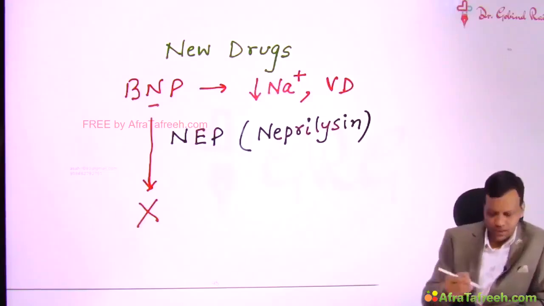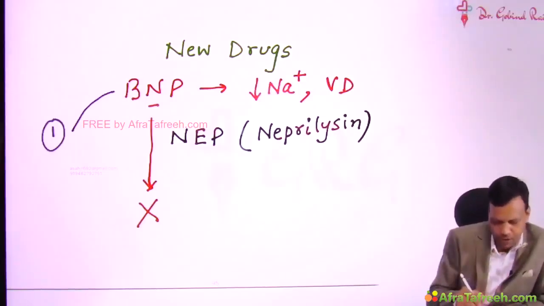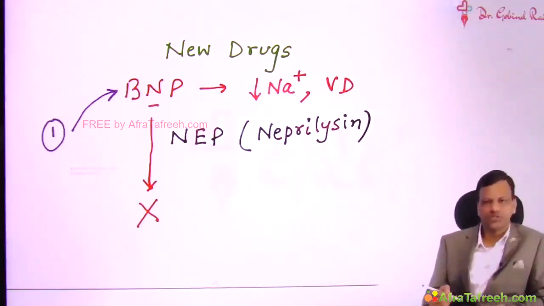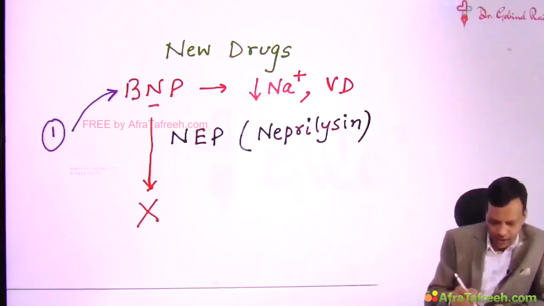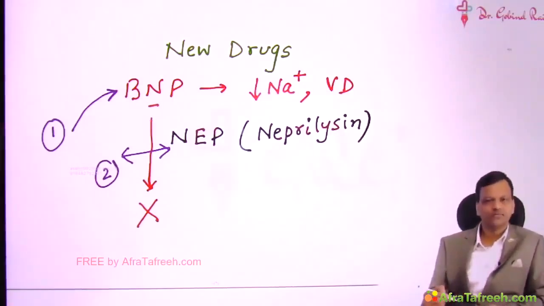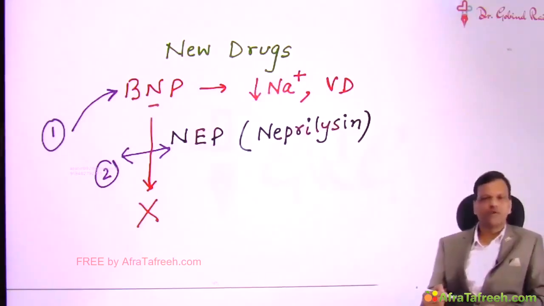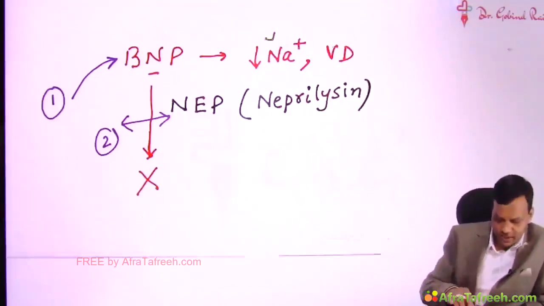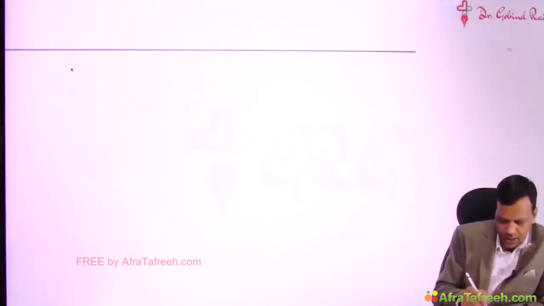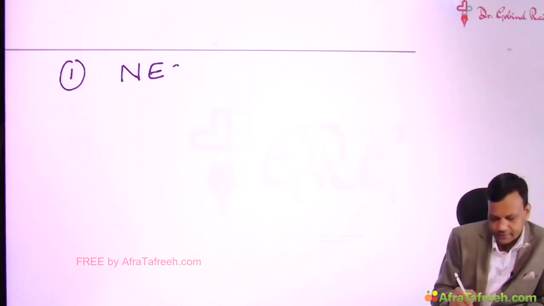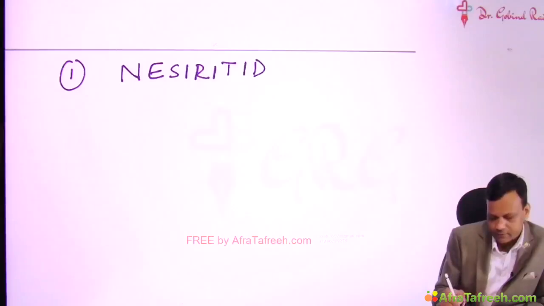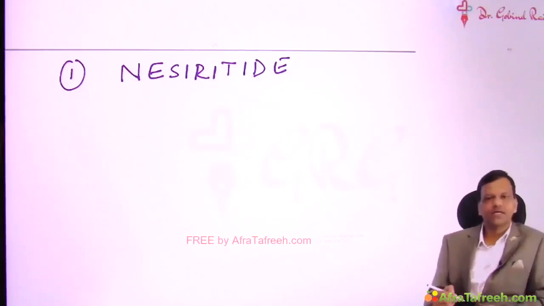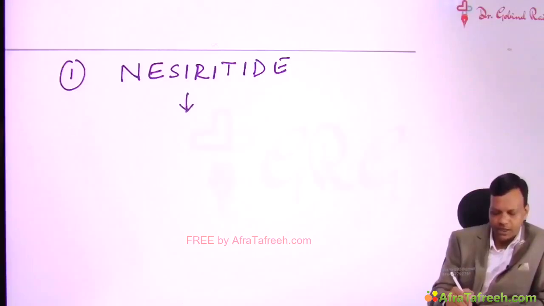And how to increase BNP? One option is to give BNP from outside. If we give BNP from outside, it will produce the same function. Second thing we can do is inhibit the metabolism of BNP. If BNP is not broken, its level will increase, so the same function will be produced. So we have two types of drugs: one which is BNP given from outside, and second which is neprilysin inhibitor or NEP inhibitor. Starting with the first drug, BNP given from outside, the name of the drug is nesiritide. Nesiritide is nothing but recombinant brain natriuretic peptide.